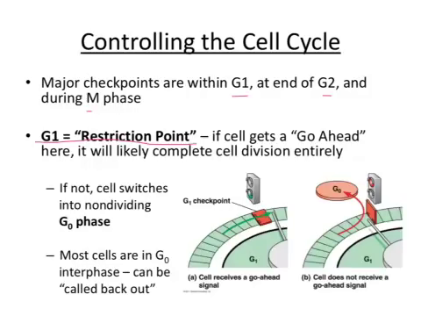If a cell gets a green light, like we see here, during G1, it's probably going to totally divide. So it's probably going to go all the way through the cycle from there. And the other checkpoints are probably not going to stop it either. So if a cell goes ahead through the restriction point, we probably see cell division in its entirety.